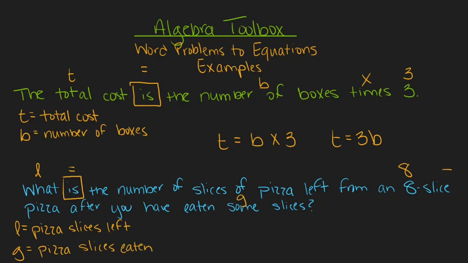Now that we've ordered everything, we can create our mathematical equation. So L, or the pizza slices left over, is our 8-slice pizza minus however many slices we've eaten, which we represented with G. So our mathematical equation to represent this situation is L equals 8 minus G.